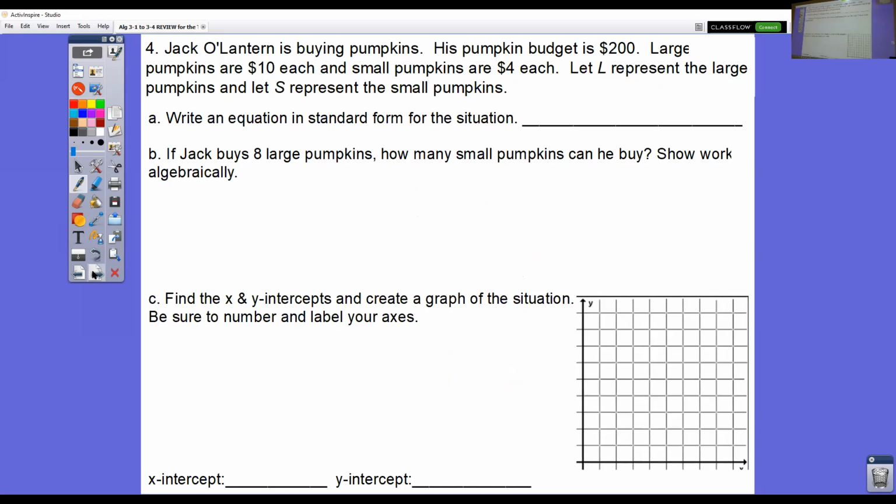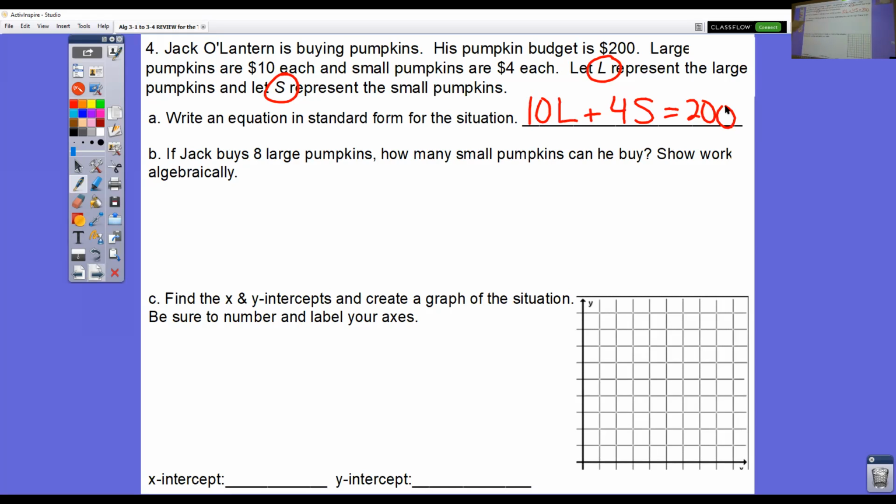Jack-o'-lantern is buying pumpkins. His pumpkin budget is $200. Large pumpkins are $10 each and small pumpkins are $4 each. Let L represent the large pumpkins. Let S represent the small pumpkins. Write an equation in standard form for the situation. So it says that large pumpkins are $10 each. So 10 times the large plus $4 each times the small. And the budget is $200. That's it in standard form. You have to use L and S because that's what it tells you to do.